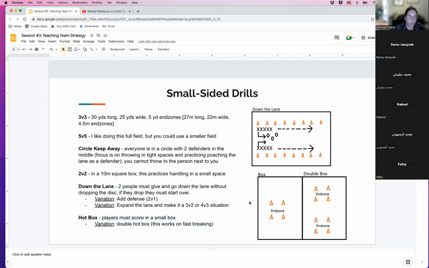And this just works on quick movement. If you're doing the 2 boxes, it works on fast breaking, so switching the angle of attack, things like that. So this is really good when you don't have a lot of numbers, or if you need to practice quick movement. This is good to do.